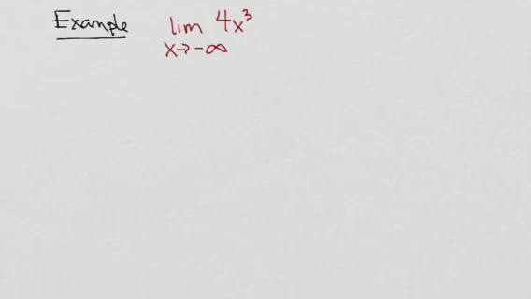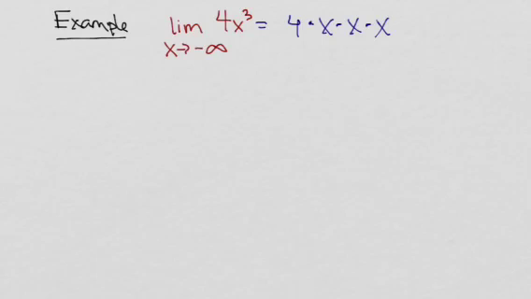Let's try another one. Very similar, but again, different answer. So let's first expand that top part out. That's going to end up being 4 times x times x times x. Essentially the same as the last problem, except what we are changing is what we're approaching.